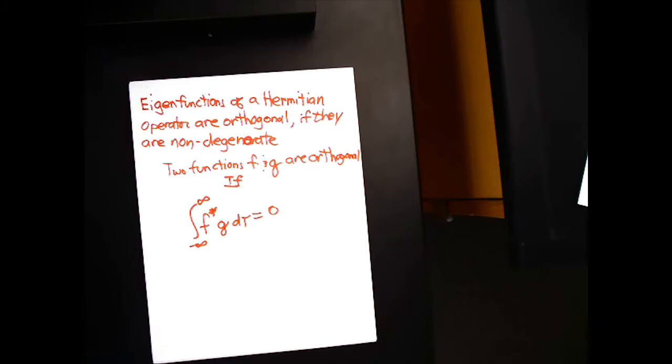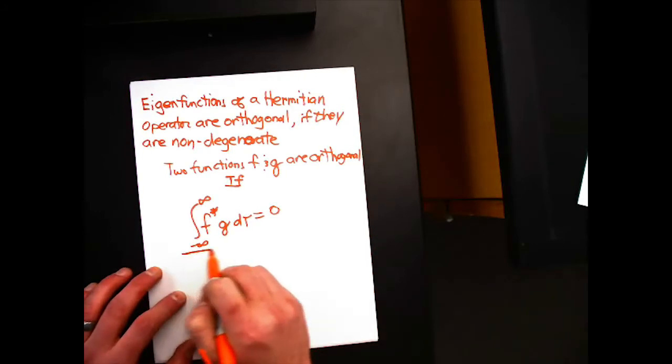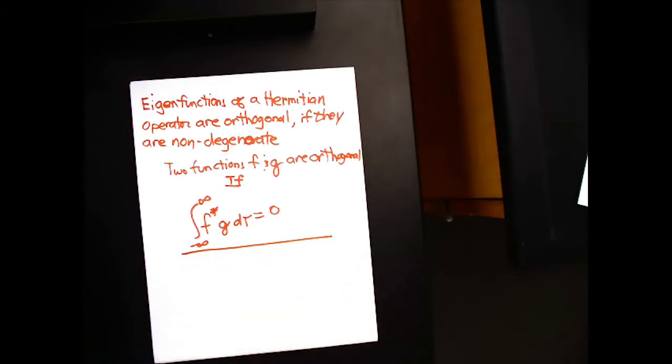Another way, a conceptual way of saying that is that if you take functions f and g, in some mathematical sense, they don't overlap with each other. And that's a bit of a weird statement that we're going to talk about more when we have more specific examples. Okay. Two functions are orthogonal if the integral over all space of f star times g is equal to 0.